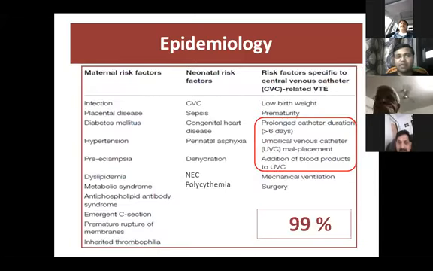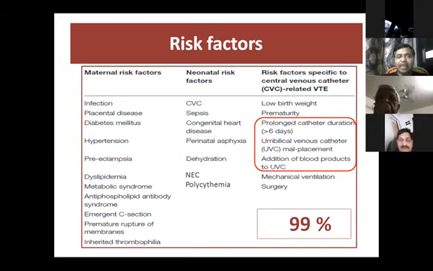Comes to the risk factors. We have maternal, neonatal, and catheter associated risk factors. In maternal, mainly infection, PPROM, diabetes, and antiphospholipid antibody syndrome. In neonate, especially sepsis, NEC, polycythemia, asphyxia, and congenital heart disease. In catheter related, very important is the catheter duration. What duration? More than 6 days, malposition, and blood products.